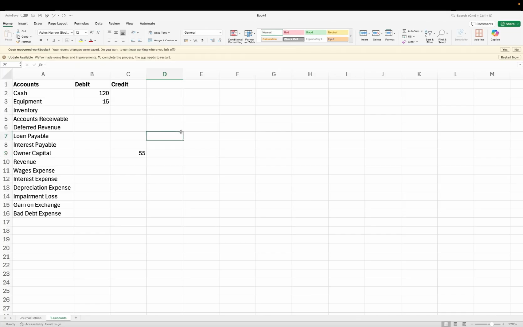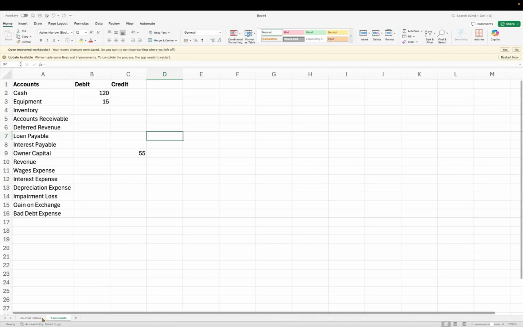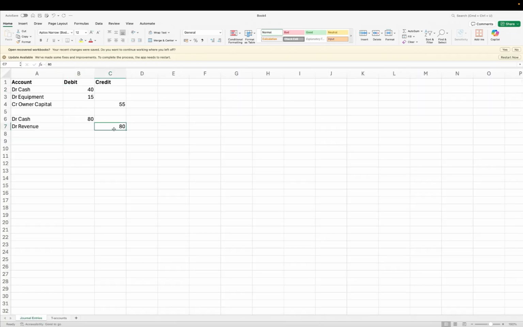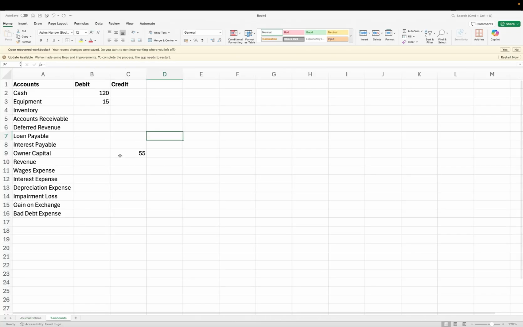So next I post the credit portion of the transaction. The journal entry shows a credit of 80 to revenue. Revenue increases equity, and equity increases with credits. Let's put it this way.